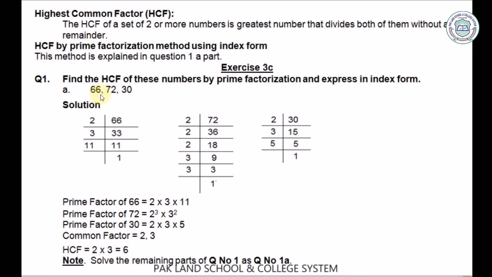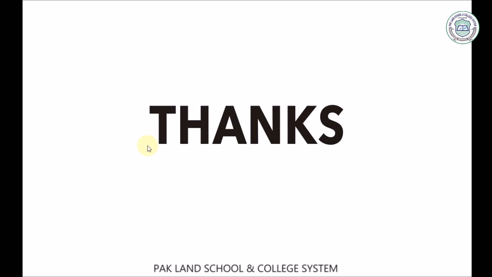Part A is 66, 72, 30. Take the prime factors of each number separately. The prime factors of 66 are 2, 3, 11. 72 is 2 cubed multiplied by 3 squared. And the prime factors of 30 are 2 multiplied by 3 multiplied by 5. Highest common factor means what are the common factors in all of these. The common factors are 2 and 3, so the HCF is 2 multiplied by 3, equal to 6. So do the remaining parts of question number 1. Thanks.